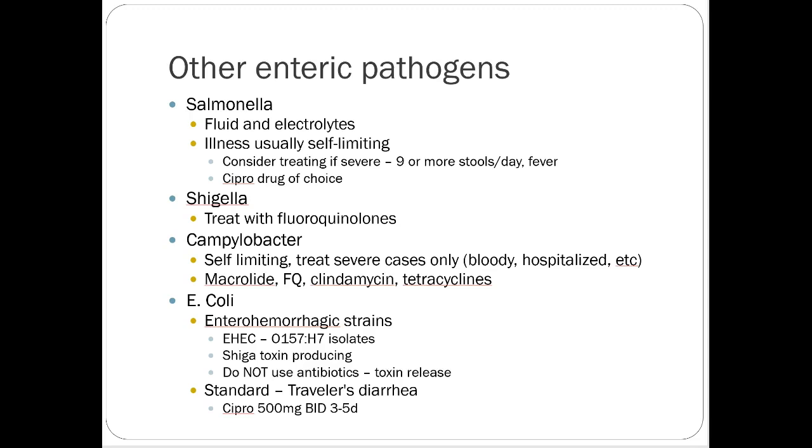Other enteric pathogens, this gets kind of tricky. I just want you to take home a couple points from this slide. First, a lot of these things are self-limiting, but there are a couple we treat. Salmonella, usually self-limited, but if it's severe enough, like more than 9 stools per day or the patient's febrile, we usually treat with Cipro. Shigella, also treated with Cipro. Campylobacter, usually self-limiting. We only treat severe cases. Usually, what do we treat? Cipro. You see the fluoroquinolone in there, just think Cipro for all of this. You could have alternates here, but usually we're going to go Cipro for first line.